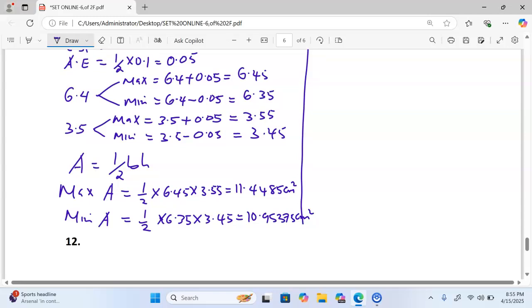After getting the maximum area and minimum, the actual area will be obtained by using the actual measurements, that is 6.4 and 3.5, and this is going to give us exactly 11.2 centimeters square.